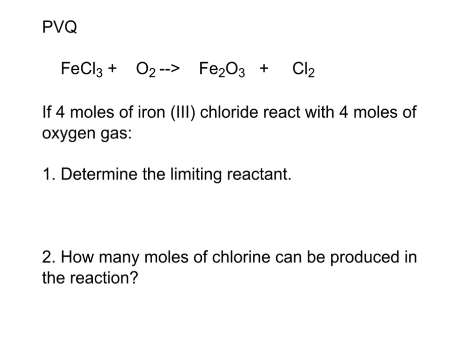So your first task is going to be to determine the limiting reactant. Which one of these is going to be used up? Will the 4 moles of iron 3 chloride get used up, or will it be the 4 moles of oxygen gas? Second question, how many moles of chlorine can be produced in this reaction? And of course the limiting reactant is going to tell us the maximum amount of product that we can get. So balance the equation and then try your hand at these 2 questions and be ready to discuss it when we meet again.